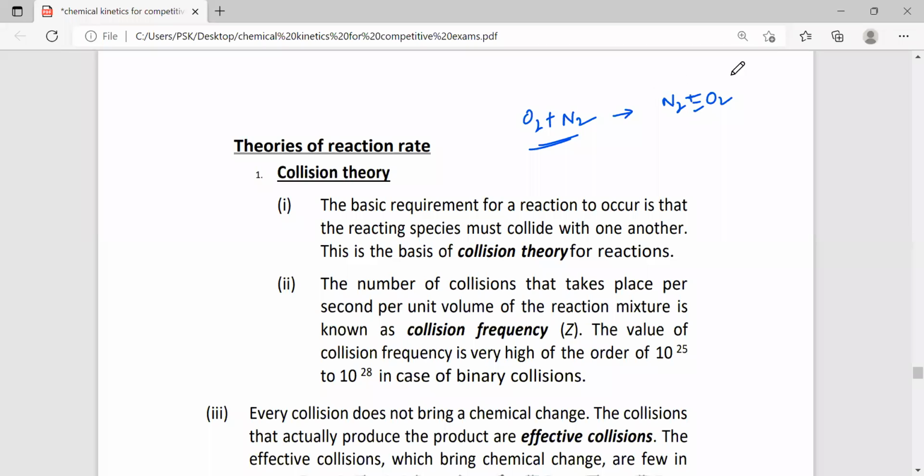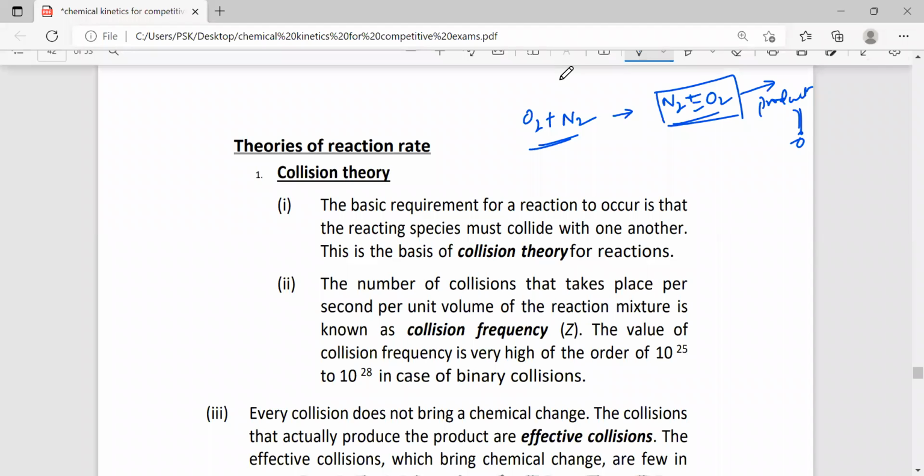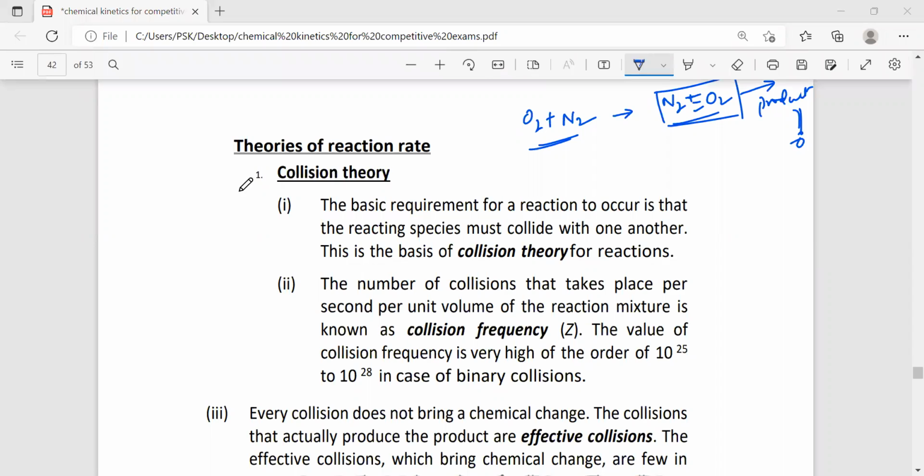When oxygen and nitrogen collide with each other, do they react to give any products? I'm asking you a question. Nitrogen and oxygen are in the atmosphere. These are gases, and gases are in random motion. They collide with each other. When they collide, is there any product formed? You can participate and tell me. No, sir, no products formed.